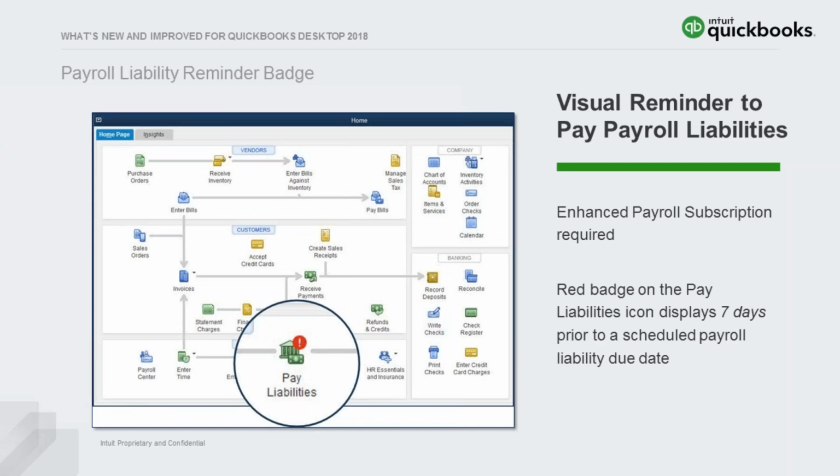The QuickBooks homepage makes it visually more apparent that there are payroll liabilities due within the next 7 days. This feature works for those who subscribe to Enhanced Payroll. The resource slide at the end of this presentation includes a link for more details. With this 7 days heads up, users will be more likely to take a look at the payroll liabilities window before it's too late to make a timely payment.